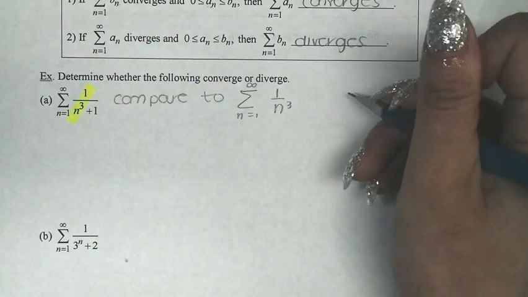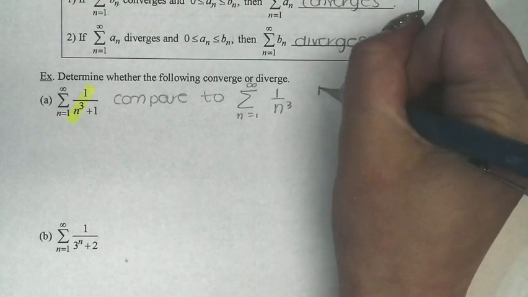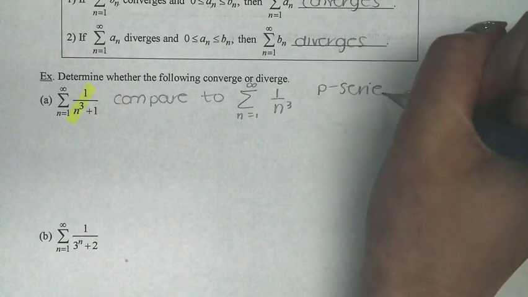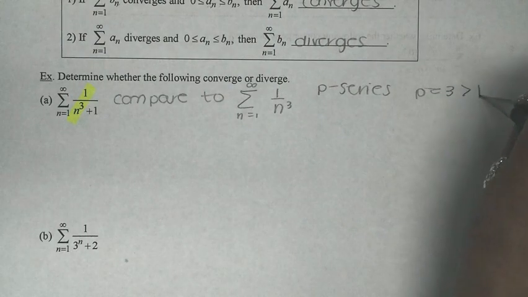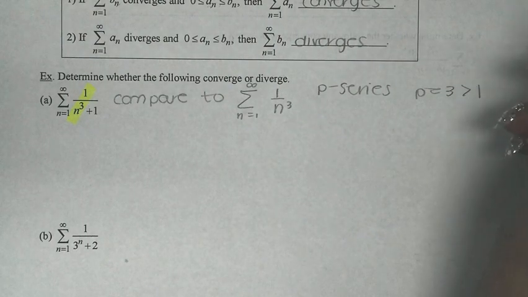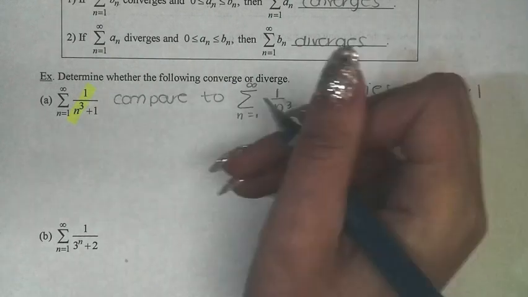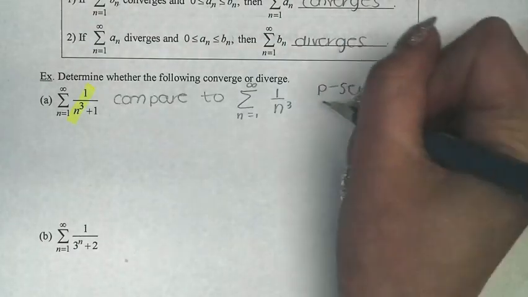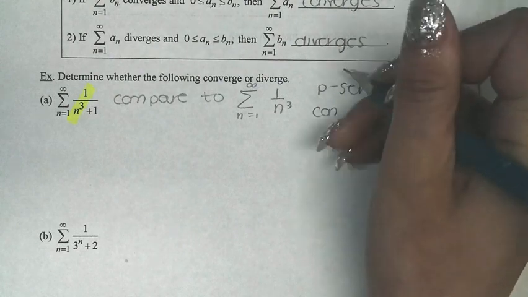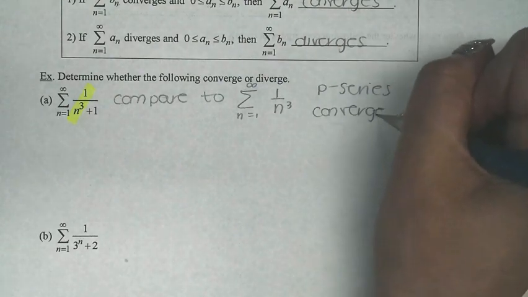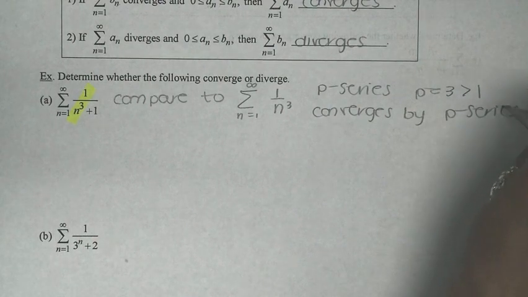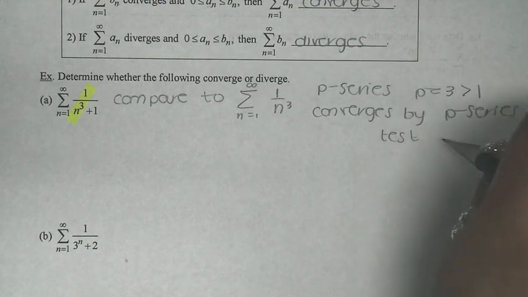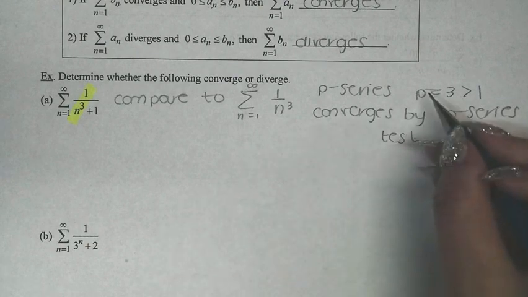This one is a well-known series. We know that this is a p series. Moreover, you know that this p series, the p is equal to 3, which is greater than 1. Okay, therefore you know that this series converges by a p series test. Okay, so that's what we know. Now the question is, we know that this converges.